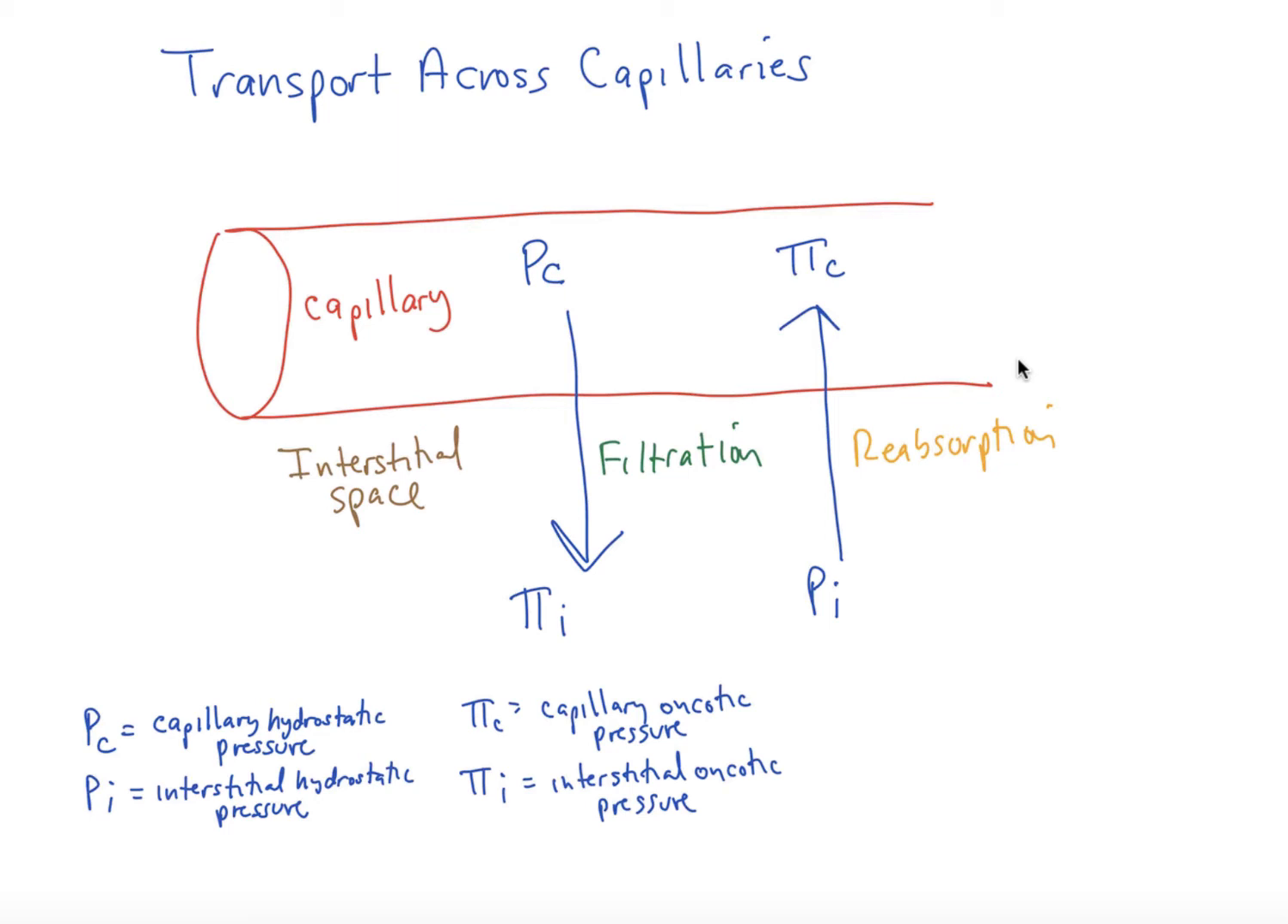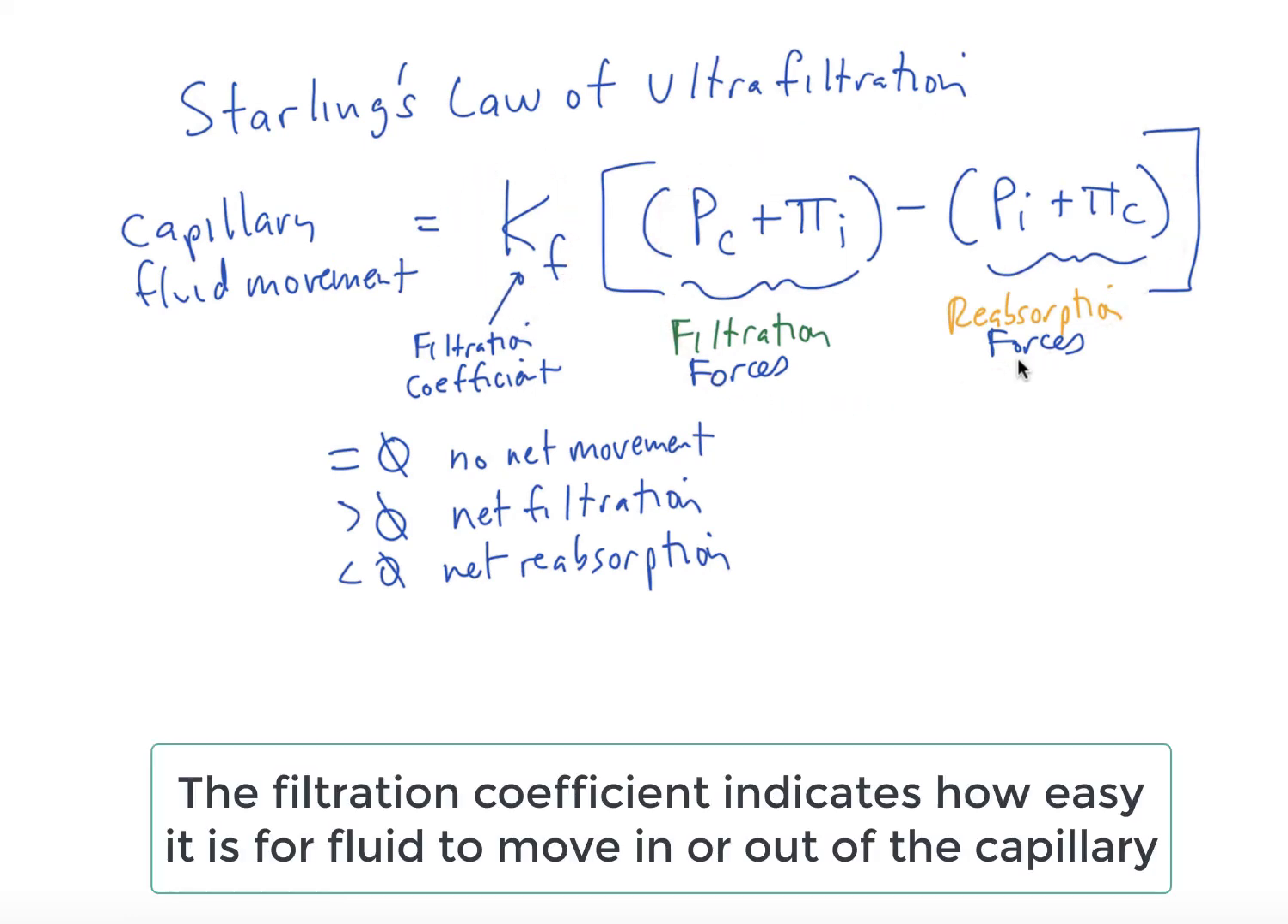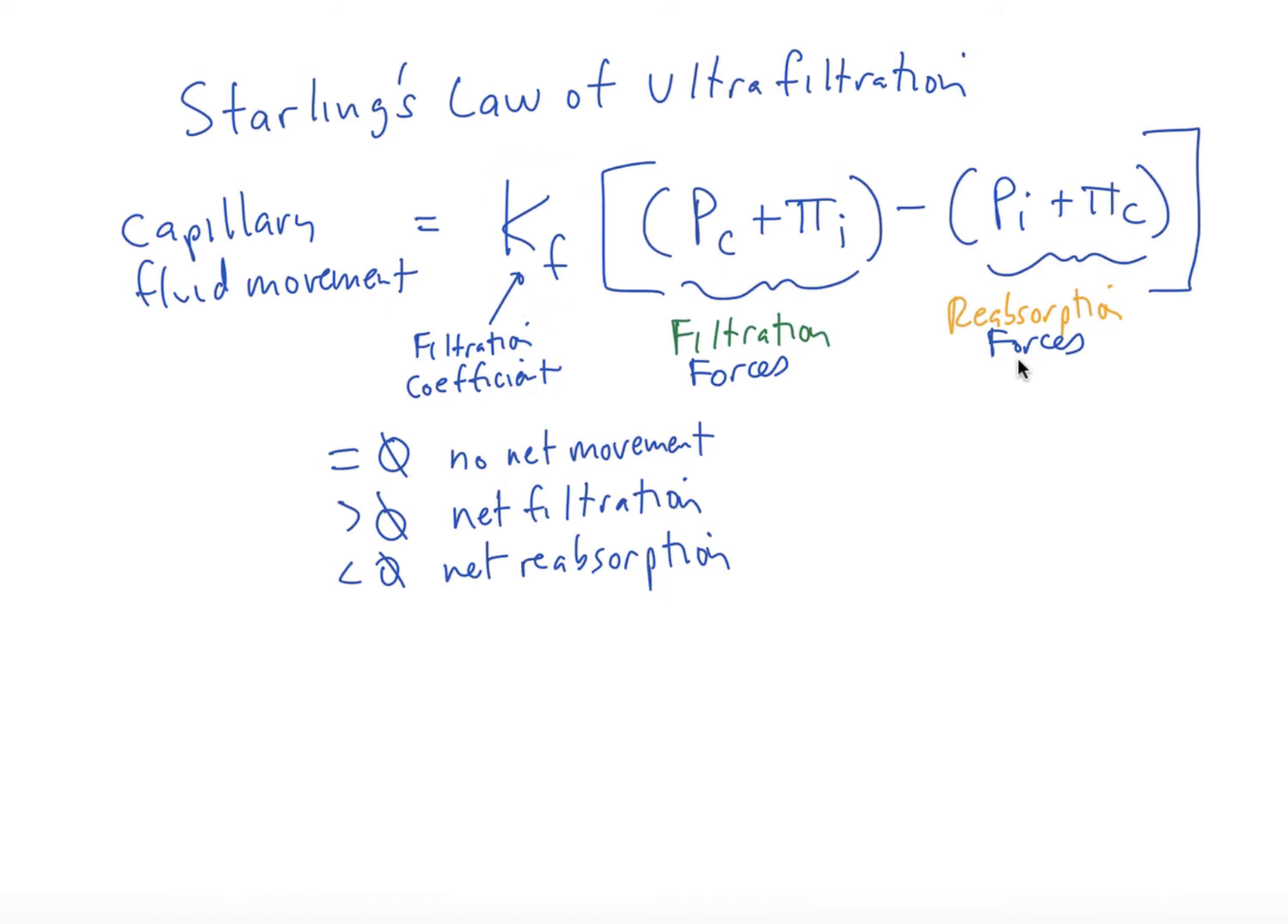Now, if I look at Starling's law of ultrafiltration, which is going to put all this together, we see that we have a capillary fluid movement on this side of the equal sign, and it's equal to these forces we put all together times what we call the K sub F, or filtration coefficient. The way to think about this is it's like conductance, because really this equation is like Ohm's law. We have a movement equal to the conductance times a driving force. In this case, the driving force is grouping these different forces together and seeing where we end up.